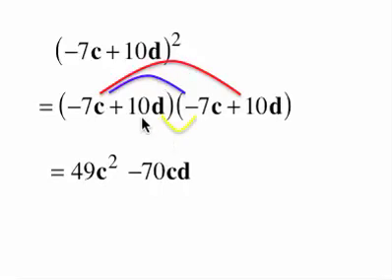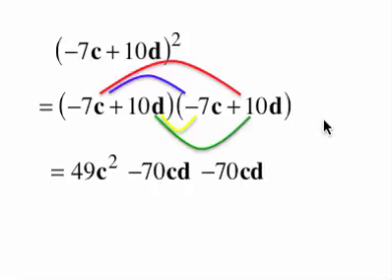And then we're going to do the inners, right? The 10d multiplies the negative 7c, giving us negative 70cd again. All right, and we're going to add these like terms later on. Then the 10d is going to multiply this 10d, giving us 100d squared, okay?